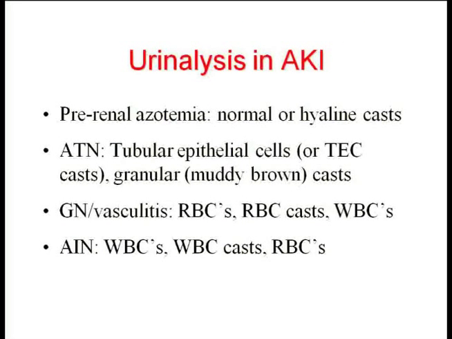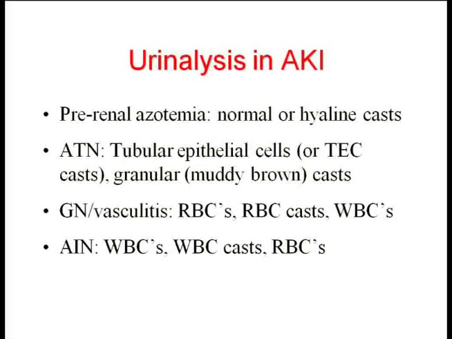How about the urinalysis? How does it help you? Well, in prerenal azotemia, you don't see anything. Sometimes you see some hyaline casts, so very bland urine. In tubular necrosis, you typically see some tubular epithelial cells and granular casts. Those are the muddy brown casts. And as I'll show you in a second, the more of these you see, the more likely it is that the patient has ATN.